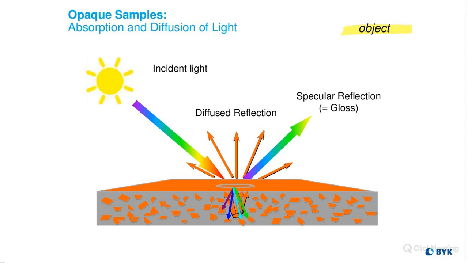So all of these go into every sample that we're measuring. So you have the light source, you have the diffuse reflection, you have the gloss, and you have the absorption pigments all in one object.